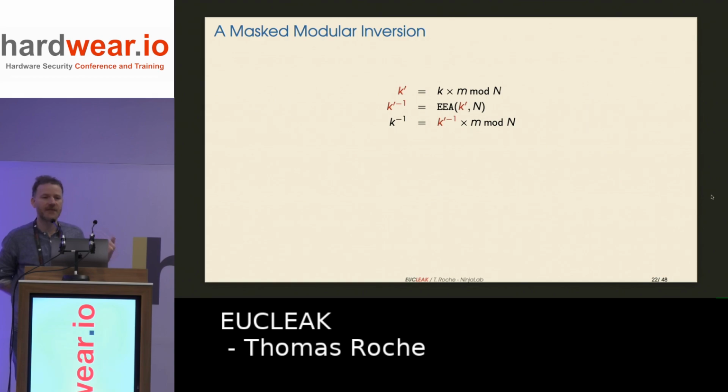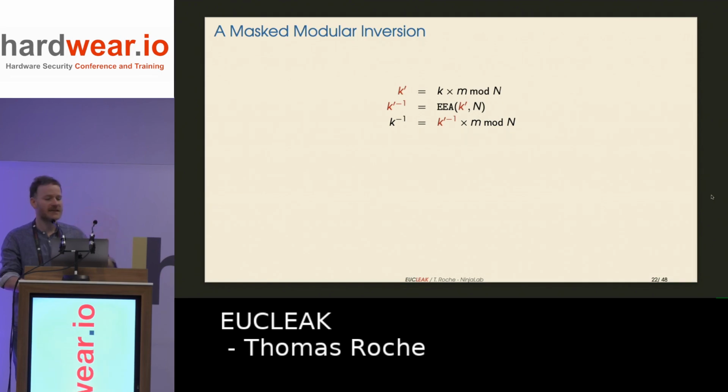And it produces K prime. And then K prime is inversed using the EEA. And then if you want the inverse of K, because this is what you need at the end, you just re-multiply the inverse of K prime by M. And then you're done. So it's a pretty cheap and interesting countermeasure, and it's a very strong one.